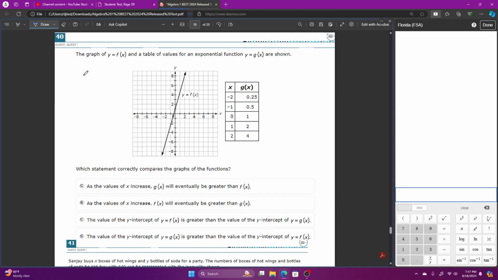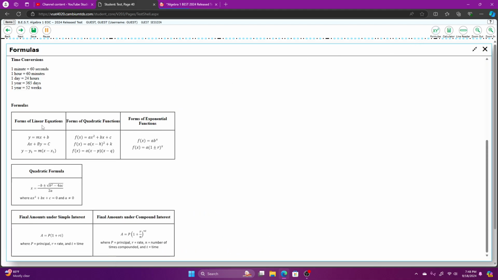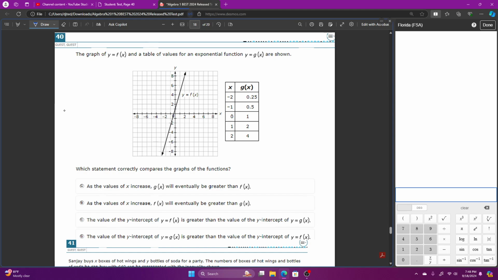Which says the graph of y equals f of x and a table of values for an exponential function y equals g of x are shown. Which statement correctly compares the graphs of the functions? Right away, they're saying one of the functions will eventually be greater than the other, and that's usually a hint to figure out what type of function each one is. What type of function would that be? Linear function, quadratic function, or exponential function. When it's a straight line, it is linear.